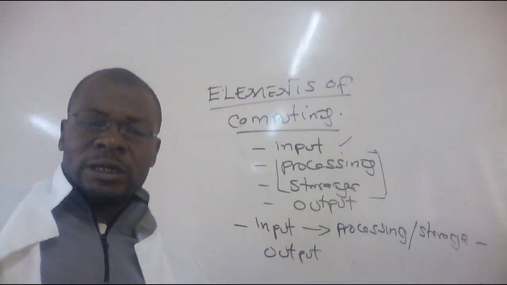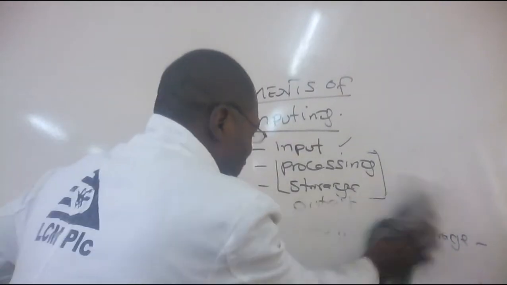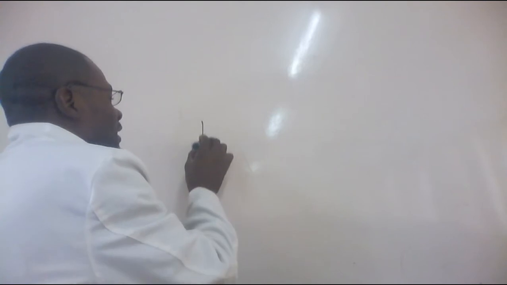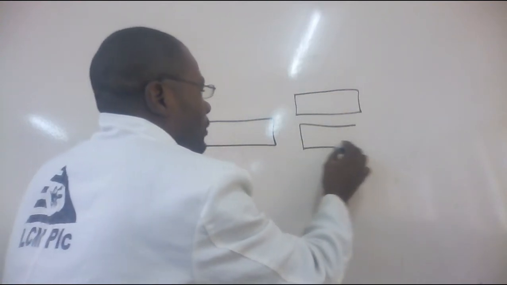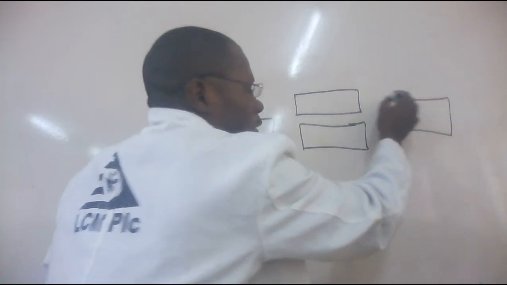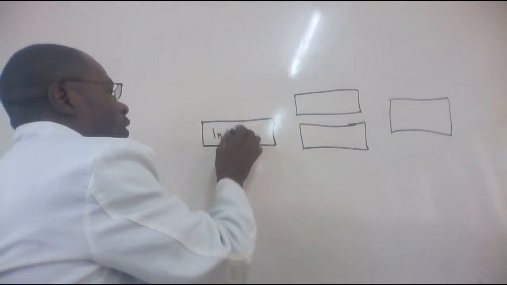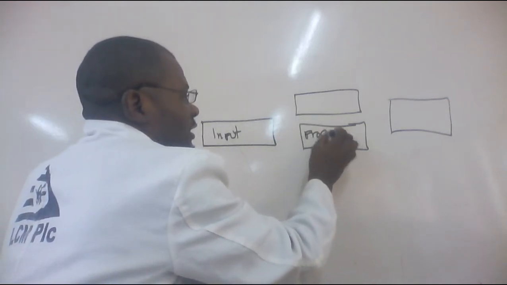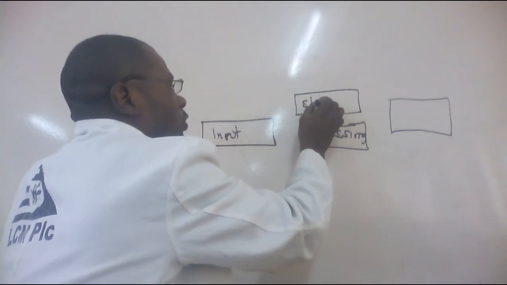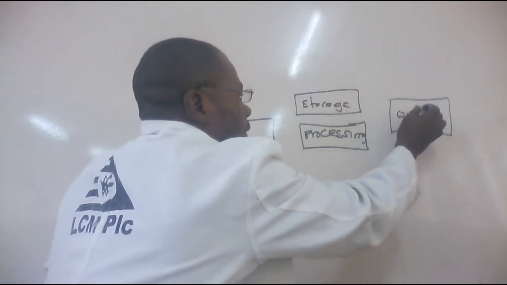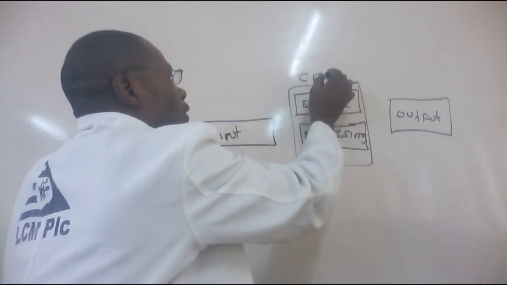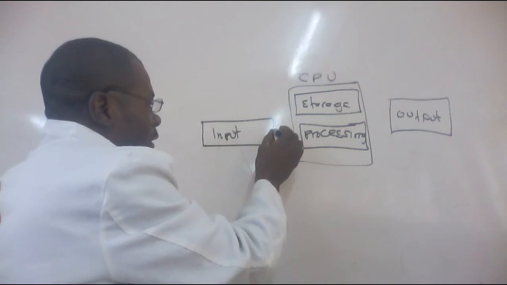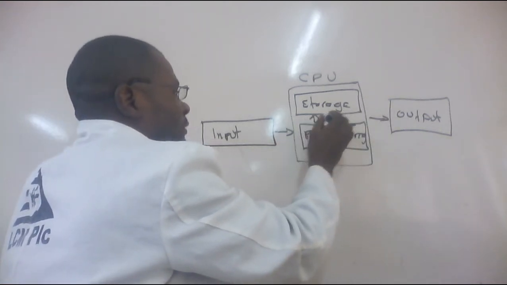So, putting it in the format we normally use at junior secondary school, it is going to look something like this. In grade 8 and 9, we drew something like this. Here we add the input, then there was the processing, there was the storage, there was the output. Then these were inside the one box, and we call that a CPU. Then there were these arrows like that.